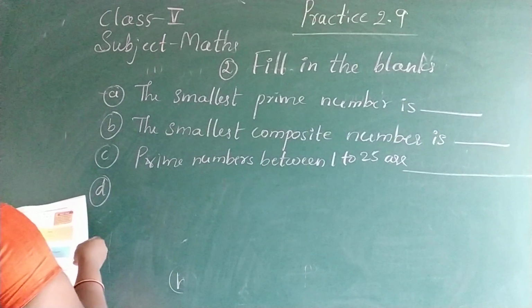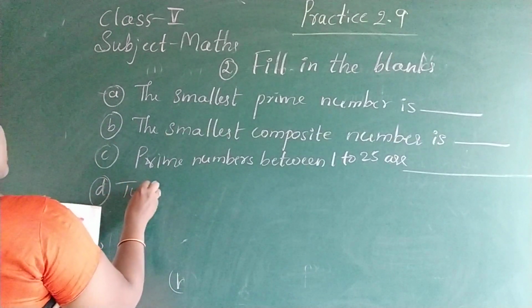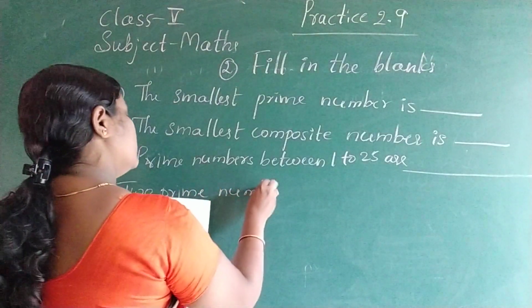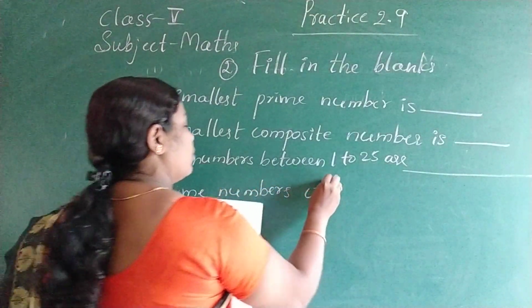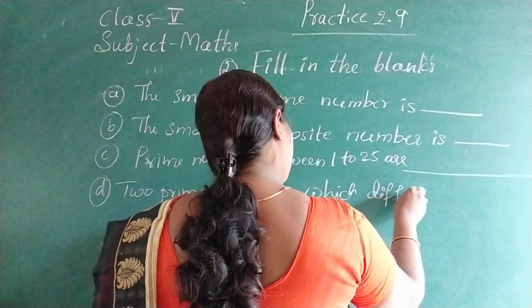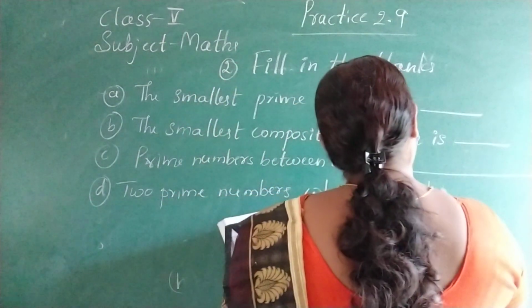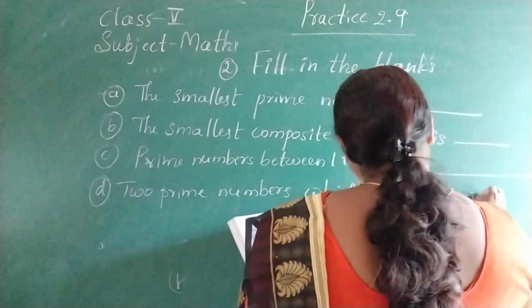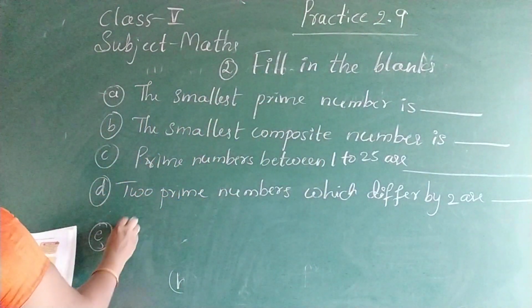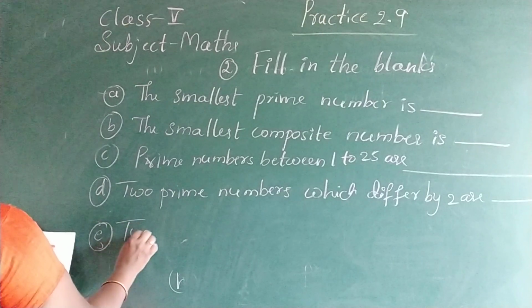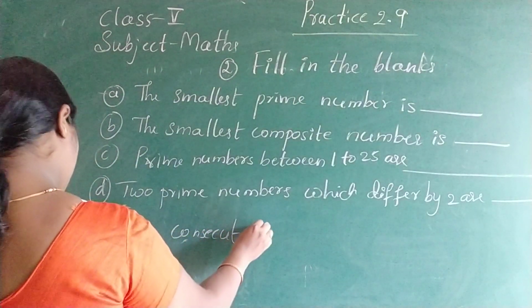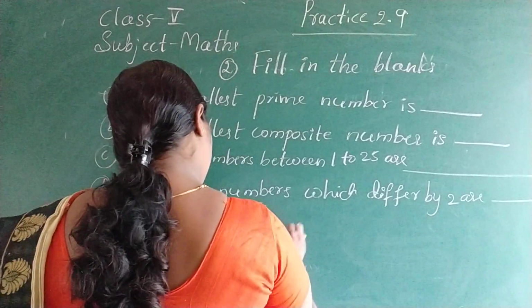Two prime numbers which differ by 2 are E. Two consecutive prime numbers.